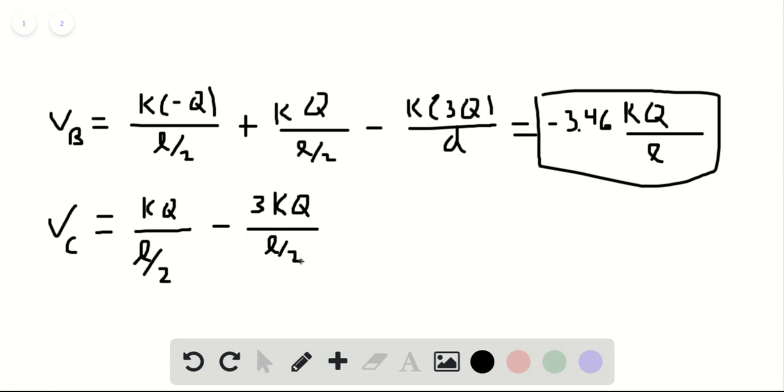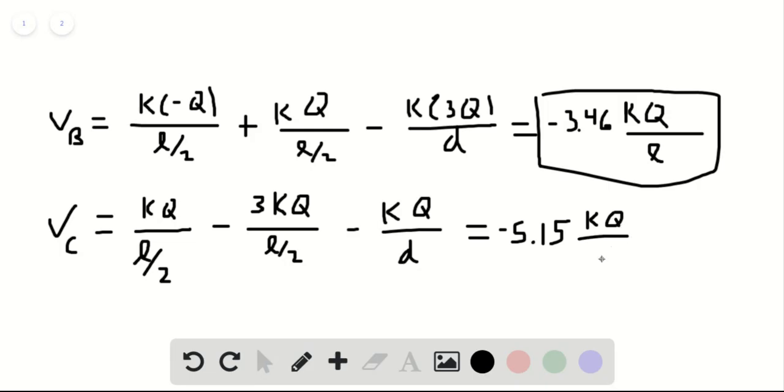And then in the far corner, we have minus Q. So this is going to be minus K times Q divided by that distance, since it's the farther corner, which is D. Plugging all those values in this expression, we find that this is minus 5.15 K Q over L. We can box that in as our solution for the midpoint of side C.